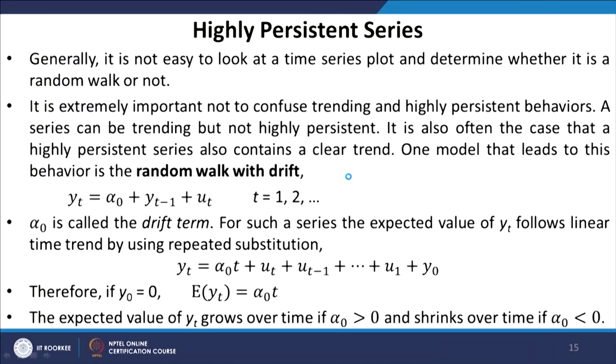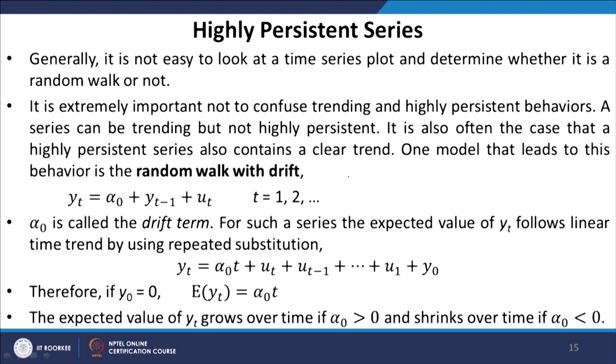Generally, it is not easy to look at a time series plot and determine whether it is a random walk or not. So, there is no shortcut or straightforward way of determining it just by looking at the series. It is extremely important not to confuse trending and highly persistent behaviors. A series can be trending but not highly persistent. It is also often the case that a highly persistent series also contains a clear trend.